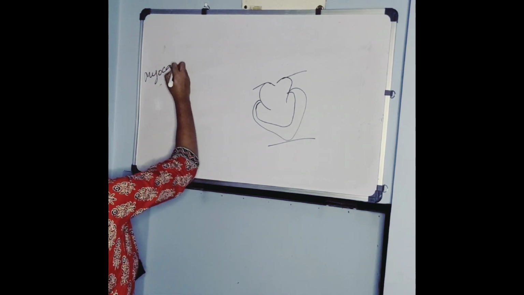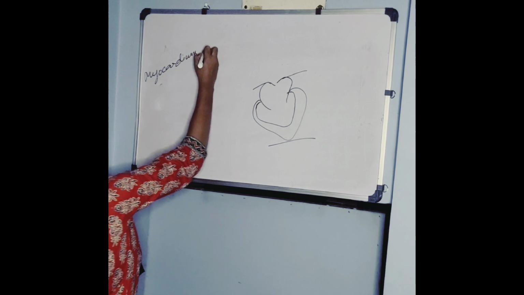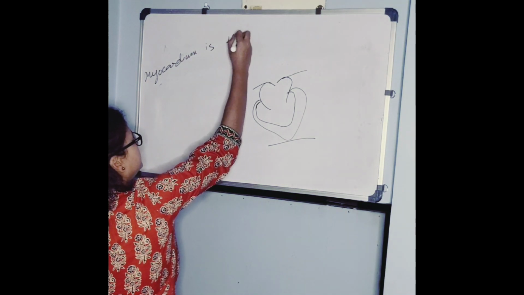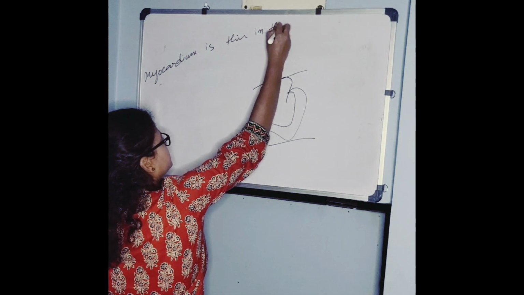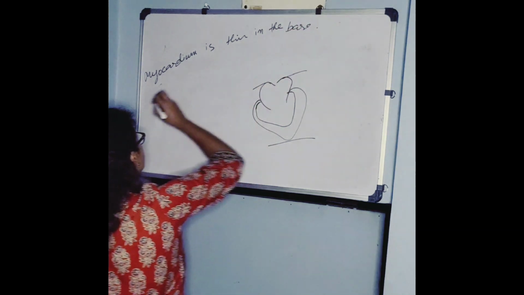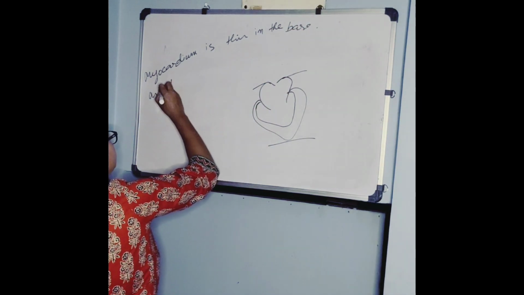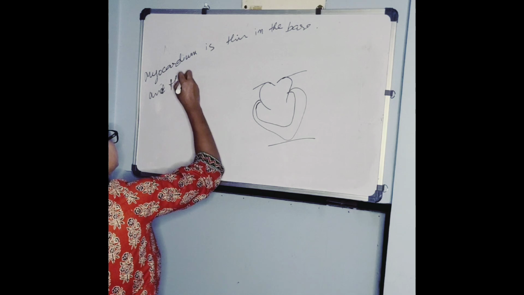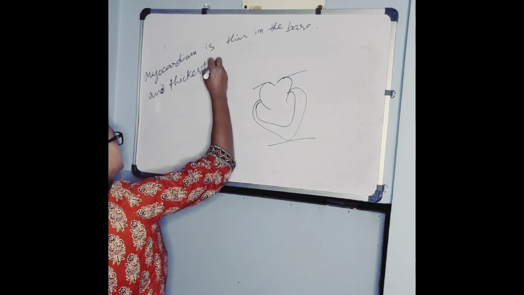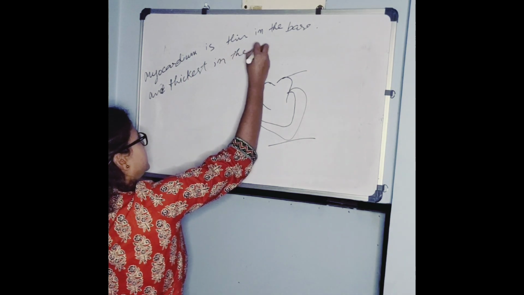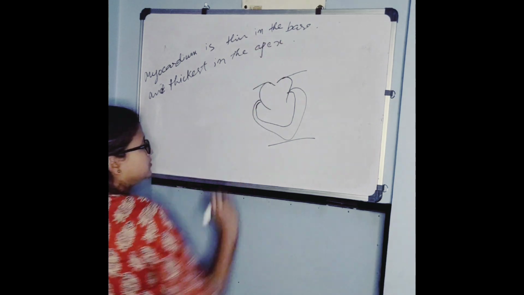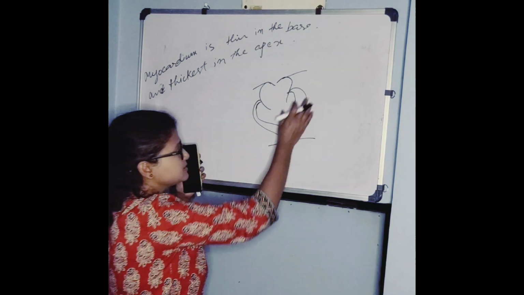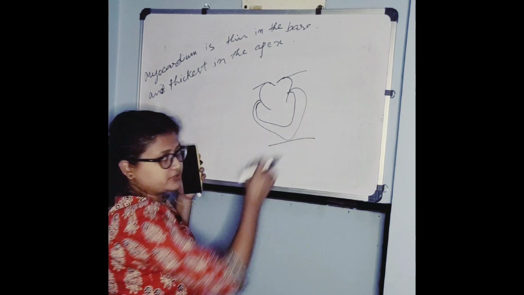Myocardium is thin in the base and thickest in the apex. Okay, also it is thickest in the left side of the ventricles.